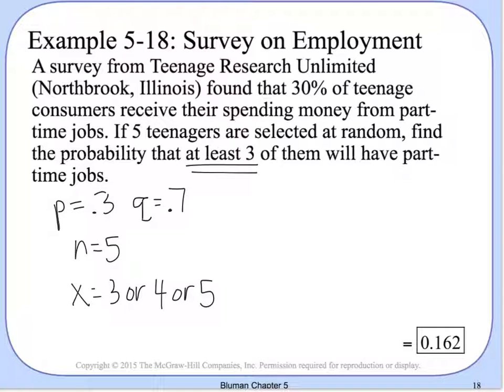So the question is, what are we going to do with these probabilities? When it's an or, we always add, okay? So we're going to take the probability that it's 3 or 4 or 5. We got to do 3 of them, and we got to add them all up.